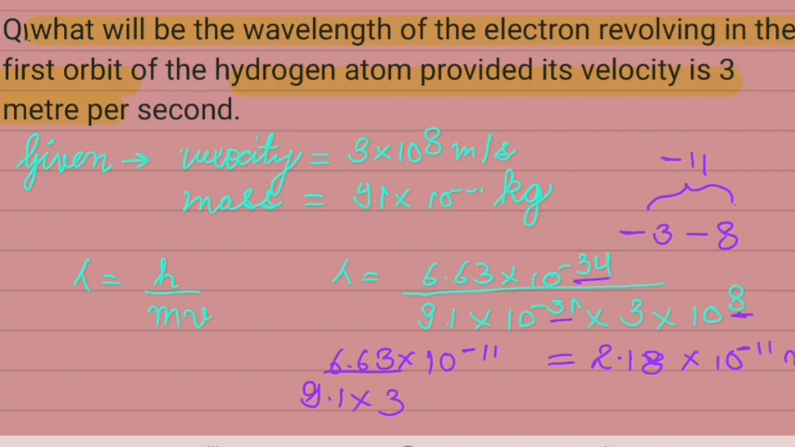If we convert it into angstrom, we have 2.18 multiplied by 10 to the power minus 1 angstrom. So if we substitute it, we get our answer as 0.2 angstrom, which will be our final answer. So 0.2 angstrom is the wavelength that we have for this electron.